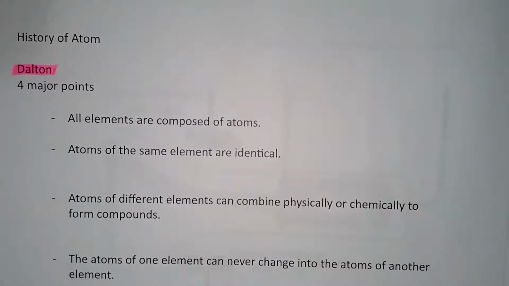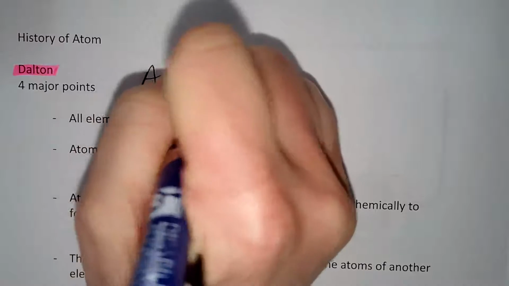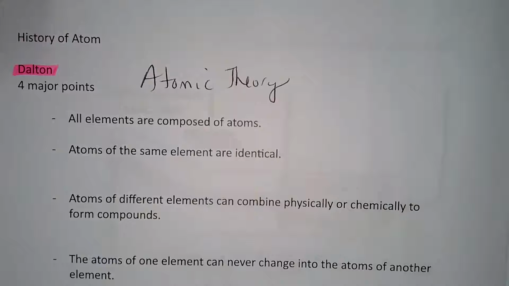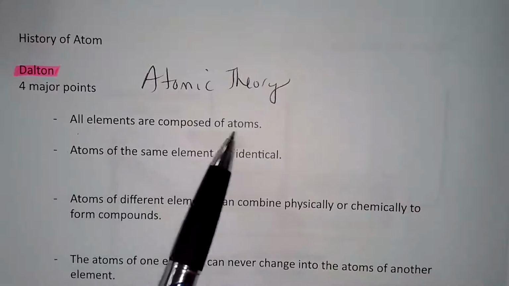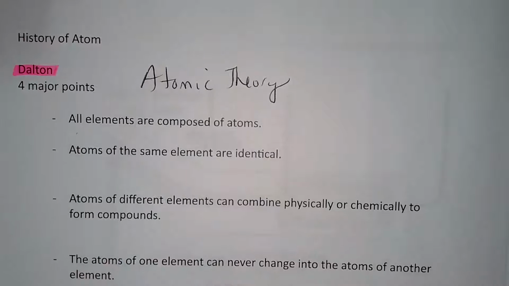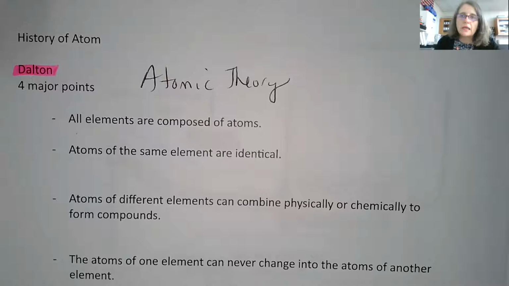So Dalton is credited with what we call atomic theory. So write down atomic theory. There are four major points to his atomic theory. First point is all elements are composed of atoms. And really the purpose of us going over the history of the atom is just so that you can see that our models keep changing, so that we have to be mindful that every model kept changing once they kept getting more and more information.